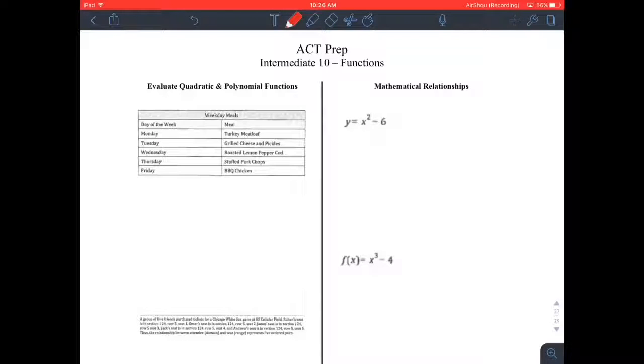Intermediate 10, functions. This is going to deal with function notation, what a function is, and trig functions, which is a good topic, the old trig functions.